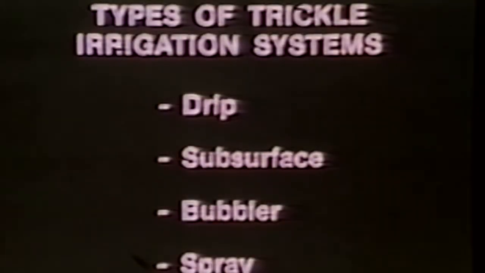There are 4 types of trickle irrigation systems. The primary difference between these types is the design of the emitter that is used to apply water to the plants. The 4 types of systems are usually classified as the drip system, the subsurface system, the bubbler system, and the spray system.